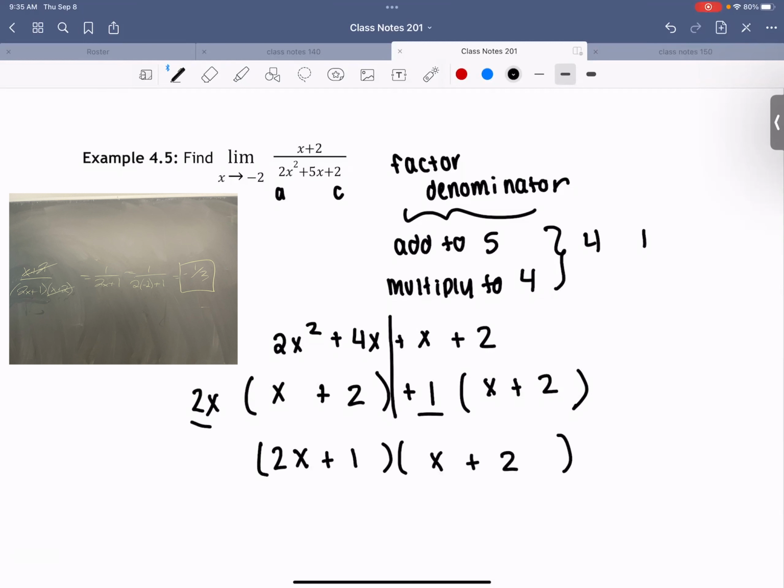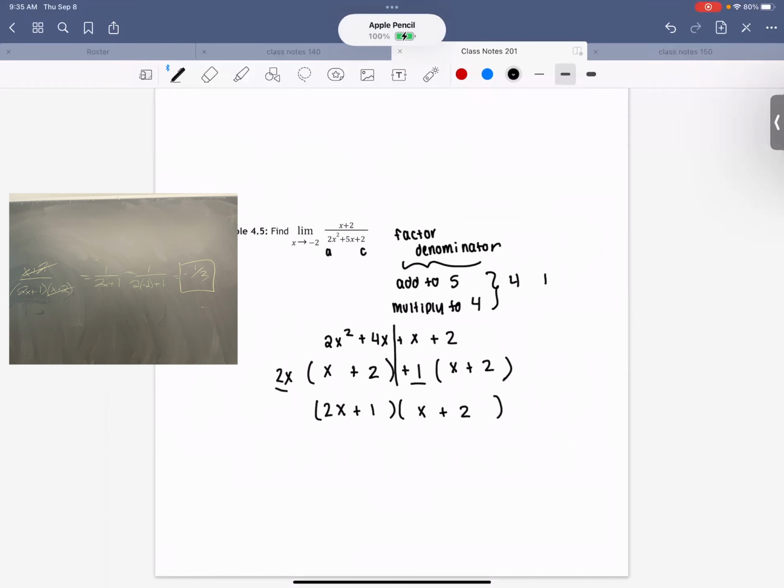Okay. So if you're ever confused on how to factor something like this, you can always go through this sort of systematic way to get these factors. You don't have to do it in your head if you don't feel comfortable doing that. Okay. Any other questions about example 4.5?